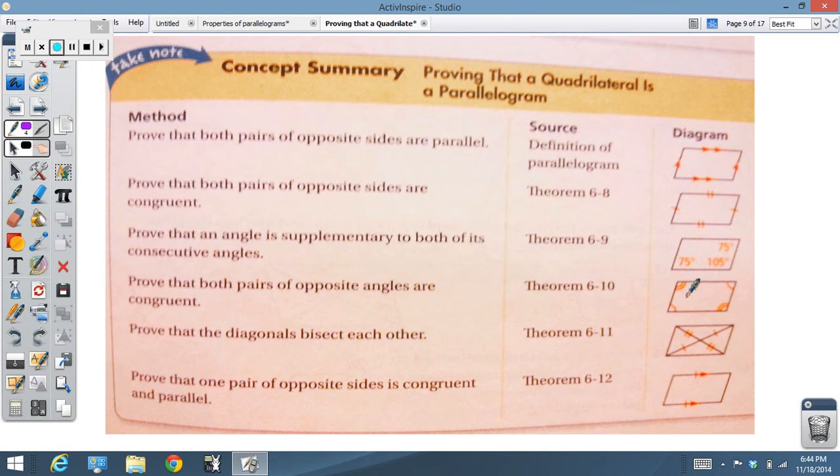Same thing with opposite angles, same thing with bisected diagonals, and by 6.12, if opposite sides are both parallel and congruent, we must have a parallelogram. So in all these cases, we can look at any of these figures or any of these ideas and say, okay, if it meets these conditions, then these are the reasons why this or this or this must be a parallelogram.